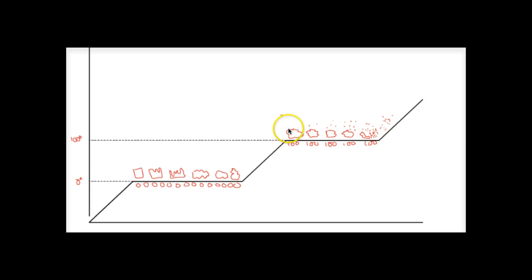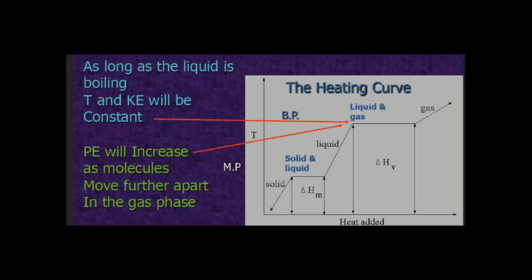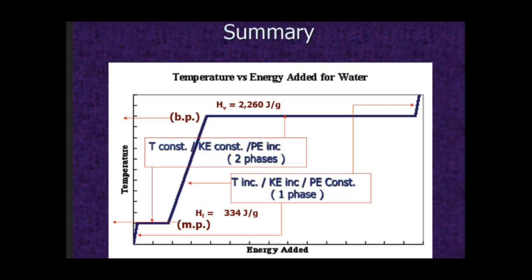You start with your all liquid, and then partial liquid, partial gas, and then when you're at the end of the phase change, total gas. And then once you get into the gaseous phase, the temperature can continue to rise. There's no limit here. So as long as the liquid is boiling, the temperature and the kinetic energy will be constant as long as the liquid is at its boiling point. But the potential energy will increase right here. The distance between those molecules will increase.